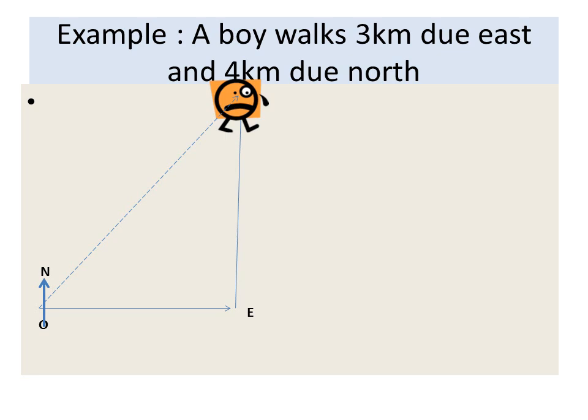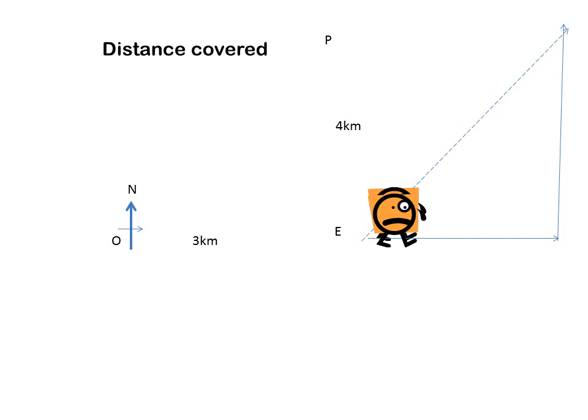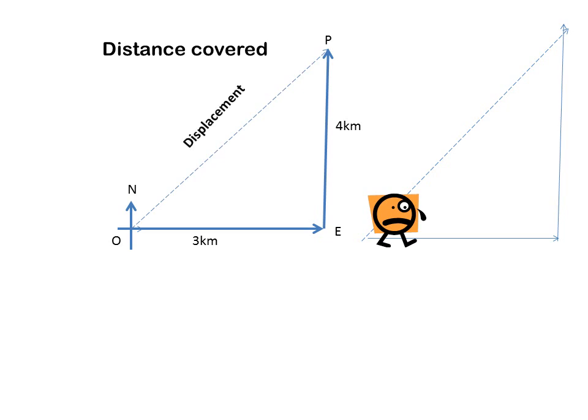The displacement is given by the straight line, so I want to trace this more appropriately. Now the boy moves to the east, then to point P. Tracing the path of his movement, from O to E he has moved 3 kilometers. From E to P, he has moved 4 kilometers. This is the distance he has covered. But his displacement is from point O to point P as depicted. That is the displacement.